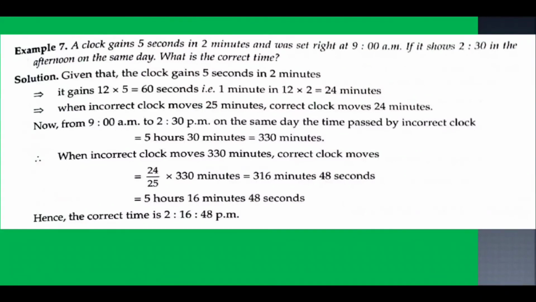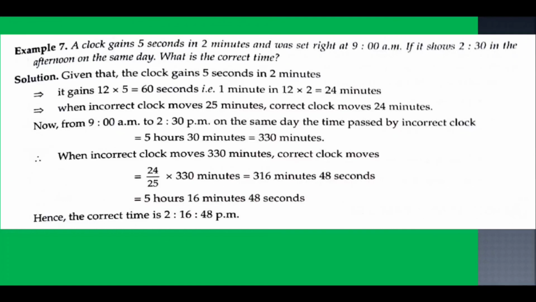A clock gains 5 seconds in 2 minutes and was set right at 9 a.m. If it shows 2:30 in the afternoon on the same day, what is the correct time? So the clock gains 5 seconds in 2 minutes. So it gains 60 seconds, that is 1 minute, in 24 minutes. So when the incorrect clock moves 25 minutes, the correct clock moves 24 minutes.